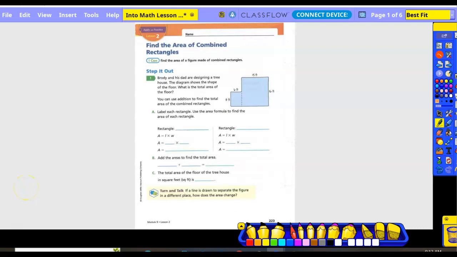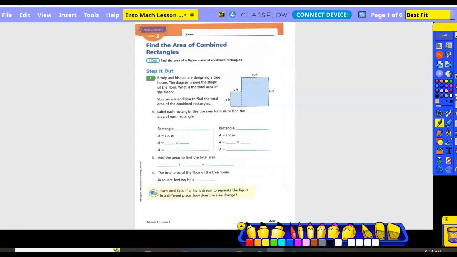Fourth grade math, lesson 9.2. Find the area of combined rectangles. I can find the area of a figure made of combined rectangles. So yesterday we did individual rectangles. Today we're going to find an area that isn't quite the full shape of a rectangle, but we can split it into parts and put them together.